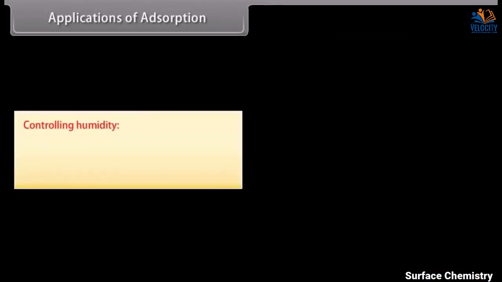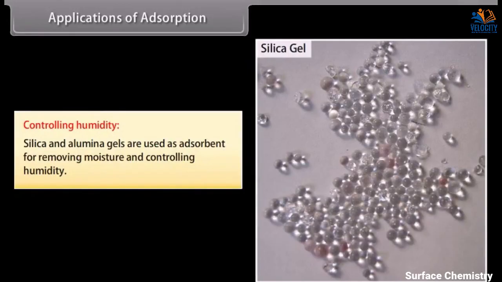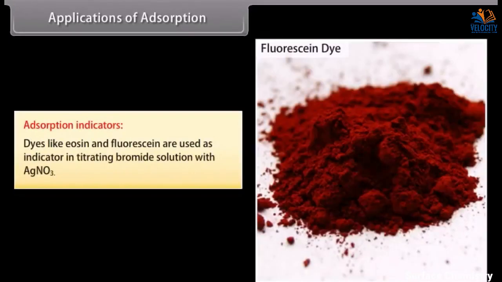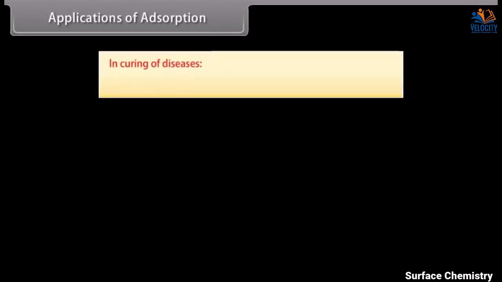Controlling humidity. Silica and alumina gels are used as adsorbents for removing moisture and controlling humidity. Adsorption indicators. Dyes like eosin and fluorescein are used as indicators in titrating bromide solution with AgNO3. Precipitate of silver halide has the property of adsorbing these dyes and thereby producing characteristic deep colors at the end point in the titration.